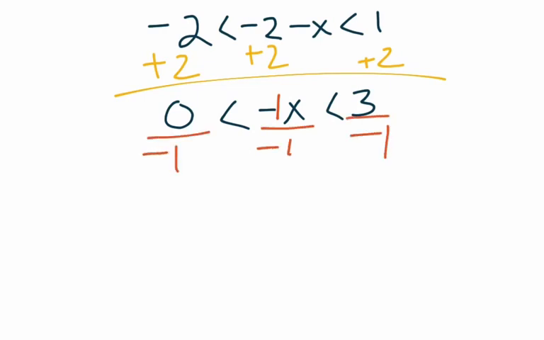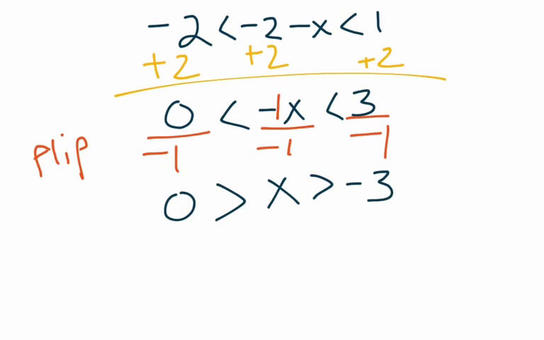But if you think back, dividing by a negative triggers a flip. And all it means is that we're going to flip both of the signs. So 0 divided by negative 1 is 0. Got to turn that around. Negative 1 divided by negative 1 is 1. Got to turn this around. And 3 divided by negative 1 is negative 3. Notice that it works.